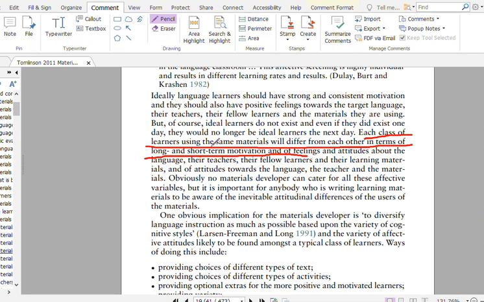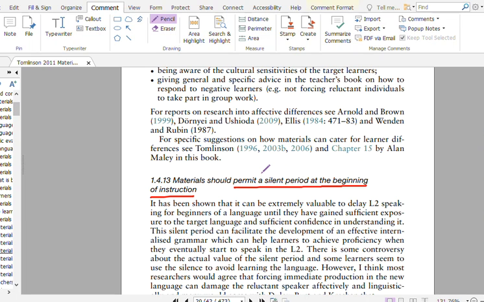Each class of learners using the same materials will differ from each other in terms of long and short-term motivation and of feelings and attitude about the language. For example, the same material may be used differently by Iranian and also Japanese learners. Iranian students may think negatively about the target language or culture, but Japanese learners may think positively about American culture and language. So these things should be considered.